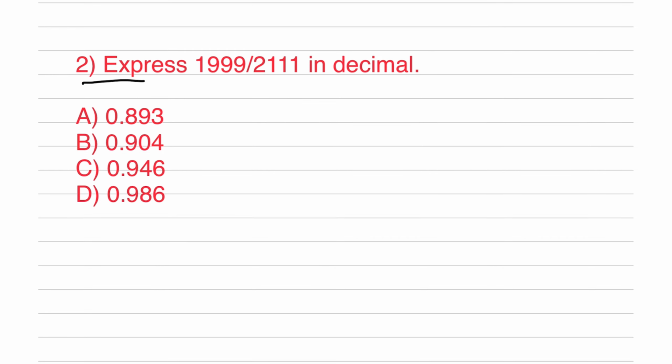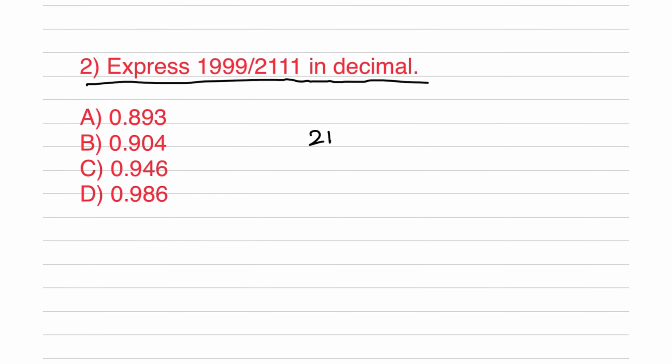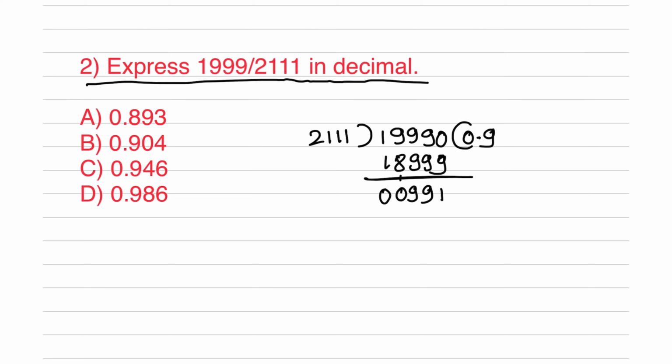See the second question. Express 1999 by 2111 in decimal. So this you can do in a normal way. 2111 by 1999. So dividend is less than divisor. Take the decimal and add the 0. It will be 18,999. You will get 991 as a remainder. Again take the 0. Divide with 8,444. So now the remainder is 1,466. So again you will get so many numbers in the quotient. Stop it here and see the options. The option C is the right answer.